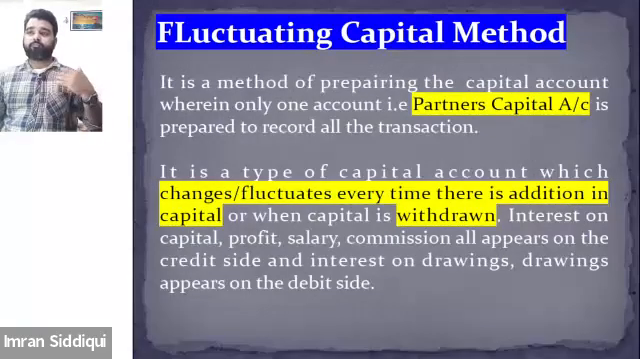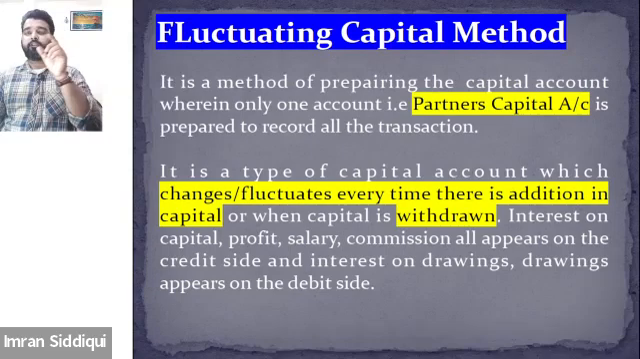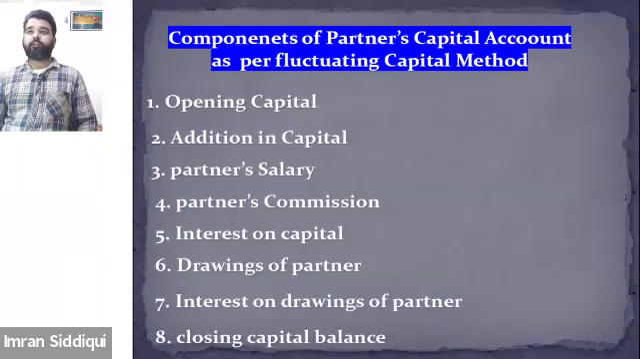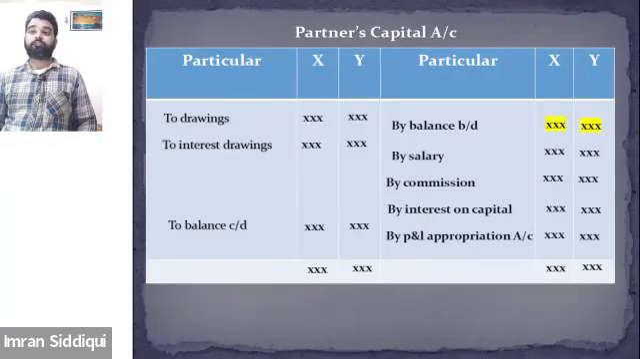So every time transaction is recorded in the partner's capital account, it will either increase the value of the capital or decrease the value of the capital for the partners. Therefore, it is called fluctuating capital method. Okay, and see, this is the format of the partner's capital account under the fluctuating capital method. So I want all of you to note it down. Please note this on your notebook, partners capital account, and after that we will do one question based on the partners capital account so that you may understand the entire concept in a better manner.